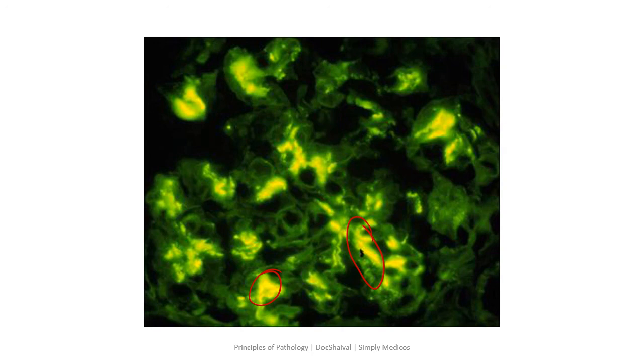But recall, it is also seen in the MPGN type 1 and type 2, but we differentiate it on the basis of the deposits which are seen, that is IgG, C1q, C3, and C4 in case of the MPGN type 1, C3 only in case of the MPGN type 2, and IgA plus C3 in case of the IgA nephropathy.